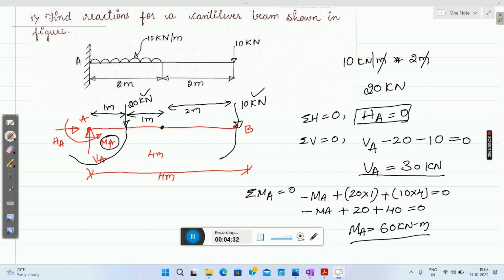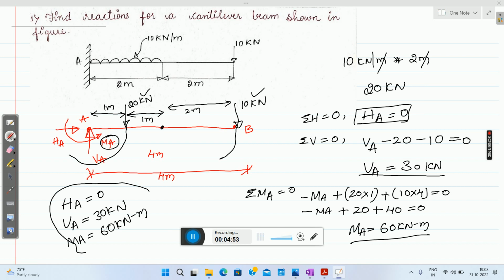So reactions are: one is HA equals 0. Another one is vertical reaction VA, it is 30 kilonewton. And moment MA equals 60 kilonewton meters. So these are the final answers. Okay, support reactions.